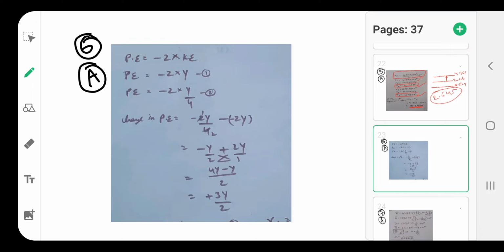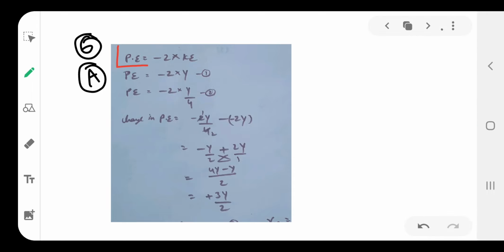Here, the formula is potential energy is equal to minus 2 into kinetic energy. Potential energy is equal to minus 2 into kinetic energy. Kinetic energy changes from initial Y to Y by 4. This is the second one. Potential energy is equal to minus 2 into Y. Potential energy is equal to minus 2 into Y by 4. This is the normal potential energy. This is the changed potential energy. This is the normal kinetic energy. This is the changed kinetic energy, Y by 4.